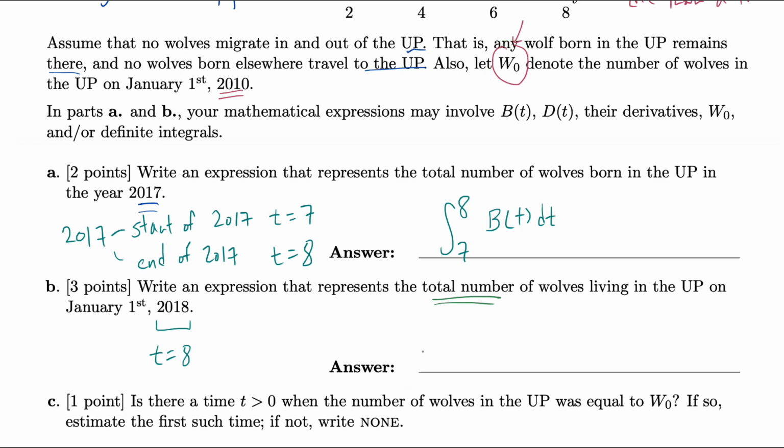So we know at the very start, at time 0, at the start of 2010, we are starting with W0 wolves. And the question is, what's the change in population until 2018? We just have to figure out how much the population changed from 0 to 8. So we want to integrate from 0 to 8, and as we said before, you want to look at b of t minus d of t dt. So that gets you the answer to B.